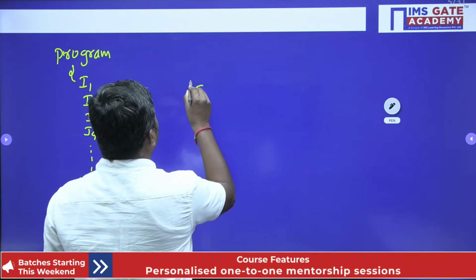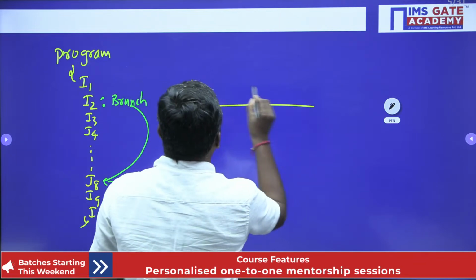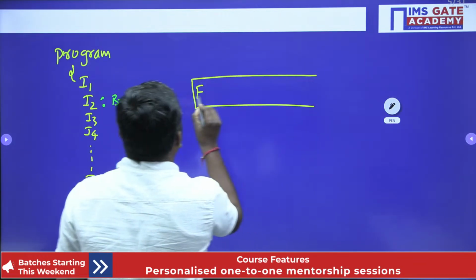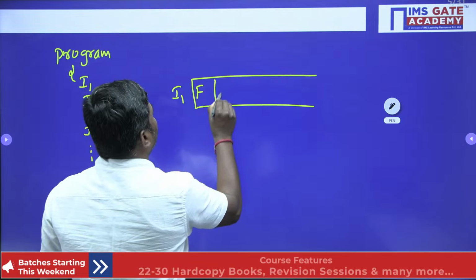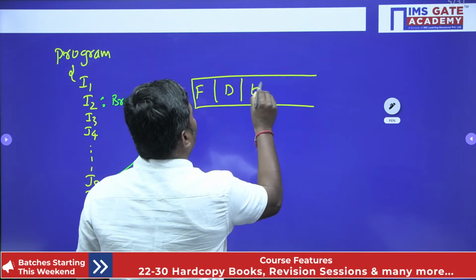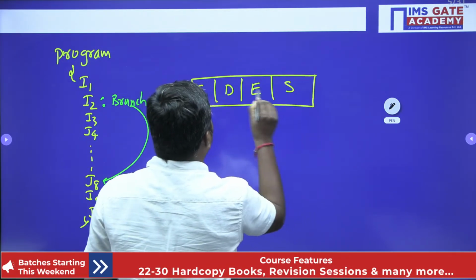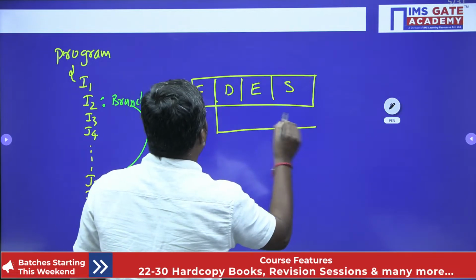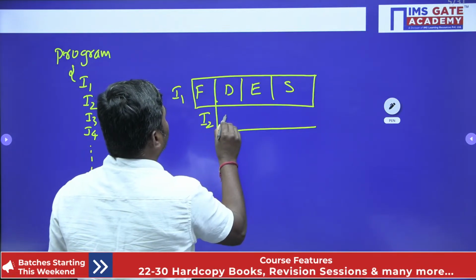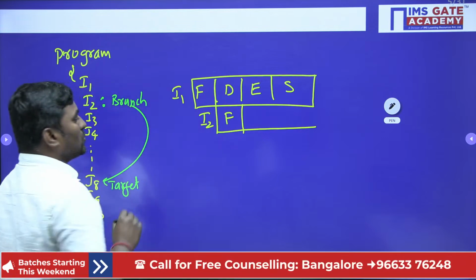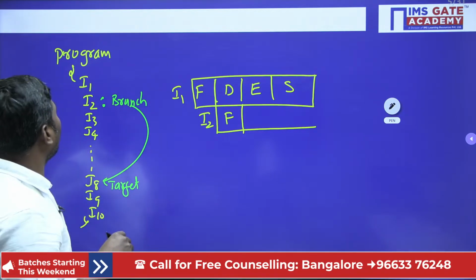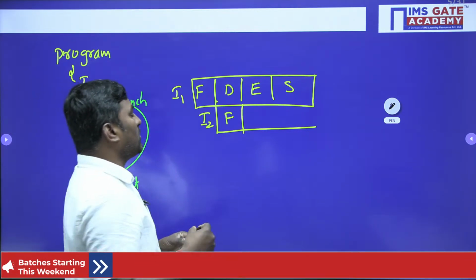Now see, with the branch delay slot, what we did: I'm going with fetching of instruction 1. I'm considering a 4-stage instruction pipeline. Instruction 1 is fetched, followed by decode, followed by execute, and store the results. When instruction 1 fetching is over, then we can fetch instruction 2. What is instruction 2? A branch instruction.